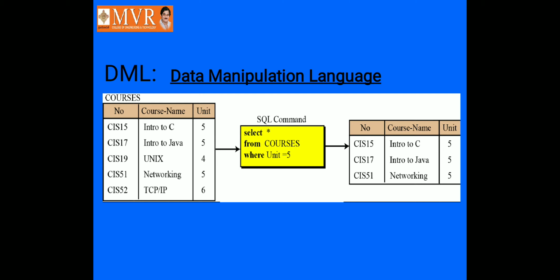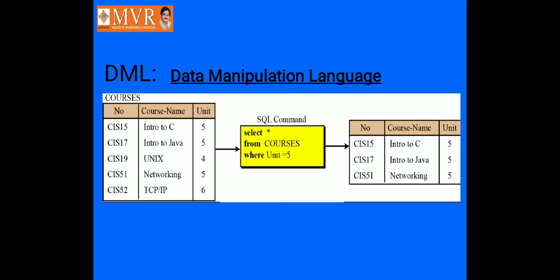I am using the SQL command select star from courses, where courses is the table name. In the DDL you can create a table with create table, table name courses, then in brackets number, comma, course name is varchar of 10 or 15, and the unit is a number.